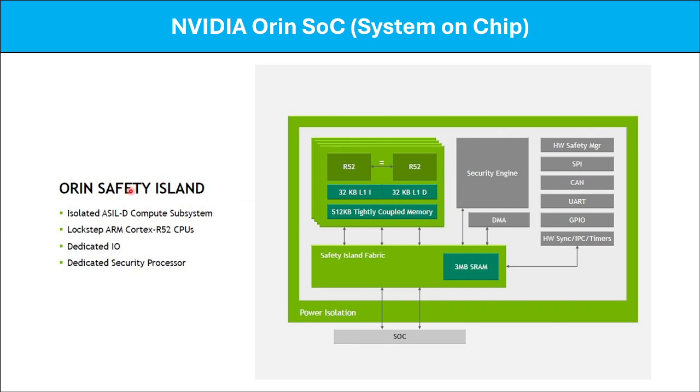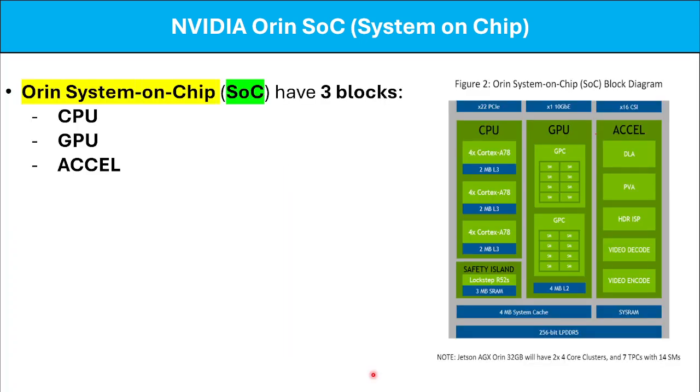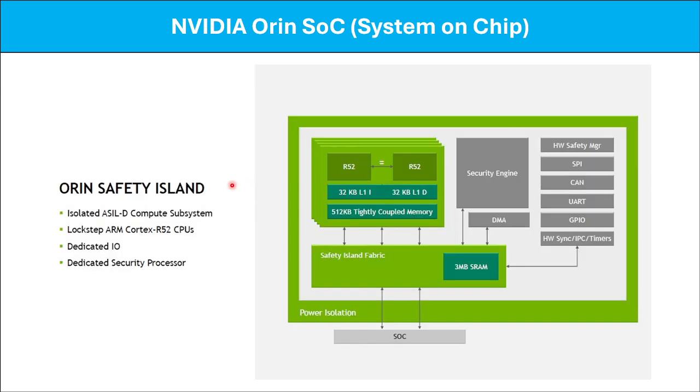Also, we mentioned up there the Orin Safety Island. Let's go back and check where it is. Yeah, this is a separate part. Maybe we can say it's the fourth block, Safety Island, and we can see what it consists of. The Orin Safety Island has an isolated ASIL compute subsystem. Okay, this is very important for the automotive industry.